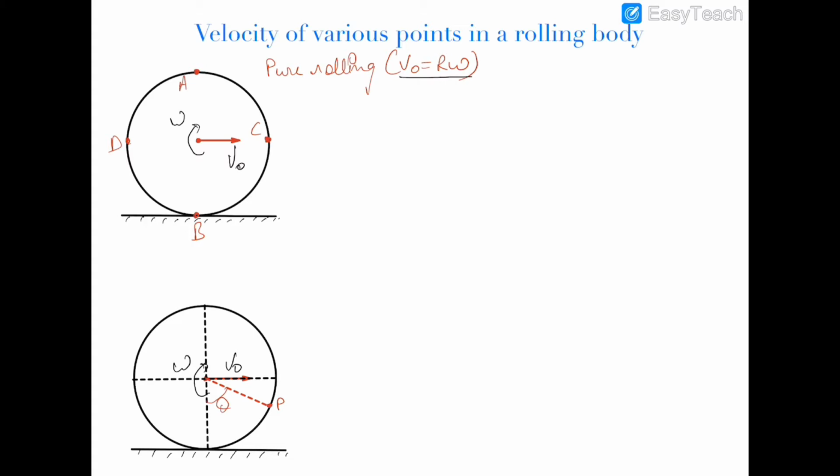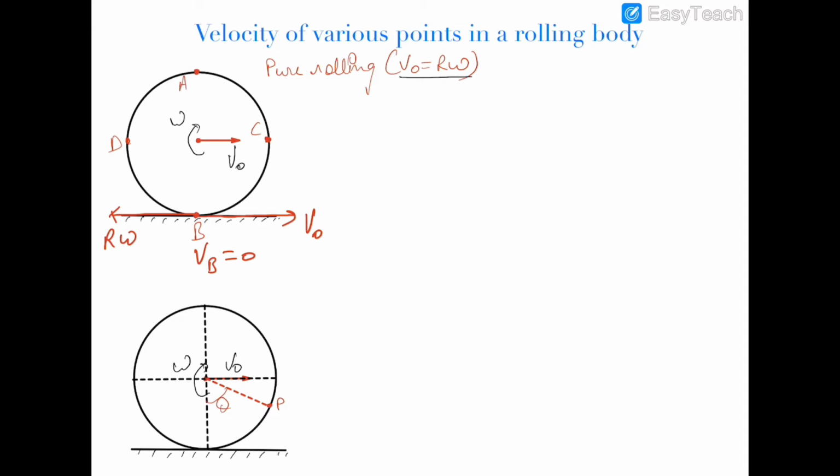This we have already discussed before and I will demonstrate it again: the velocity of point B due to translational motion would be V0 because the center is also moving with the velocity of V0, and the velocity of point B due to rotational motion will be R omega, and we know that V0 is equal to R omega. Therefore the net velocity of point B will be 0.